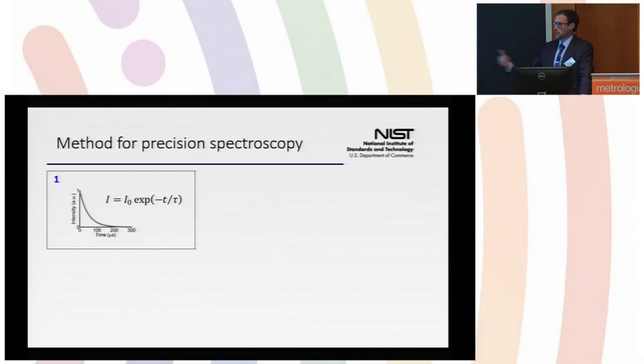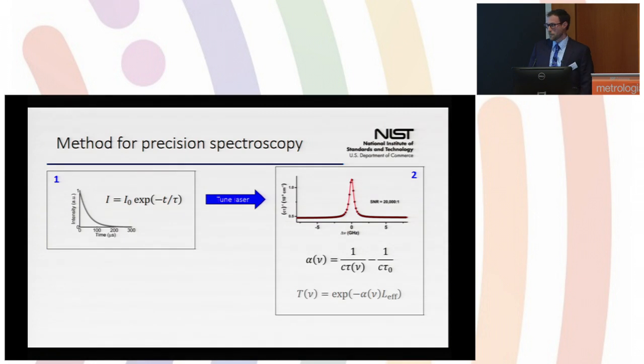So briefly, how do we go from an exponential decay to a measurement of absorbance? Well, we get from the high finesse cavities very pure exponential decays, which we can fit to retrieve the time constant tau. As we tune our laser across an absorption feature, you can see here a CO2 line, we get the time constant as a function of frequency.